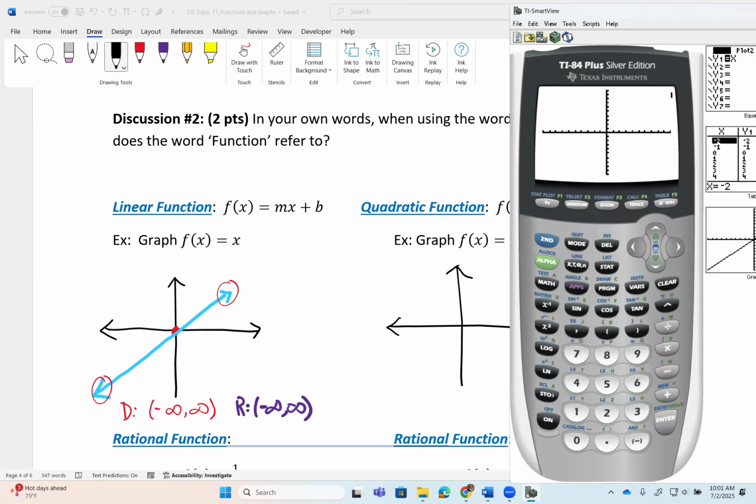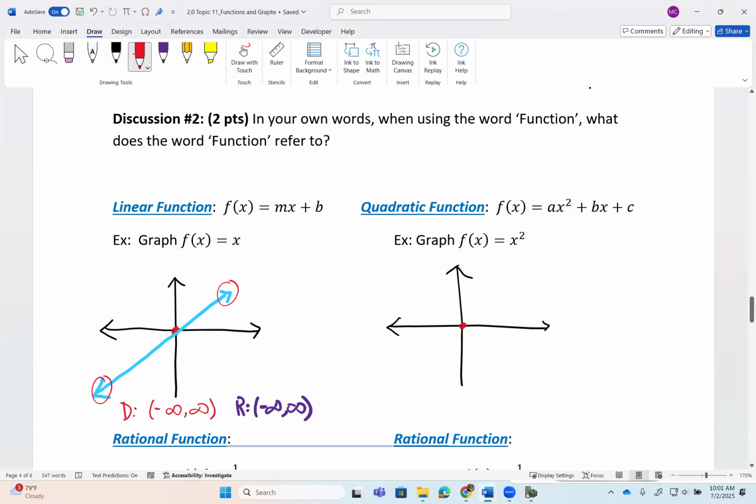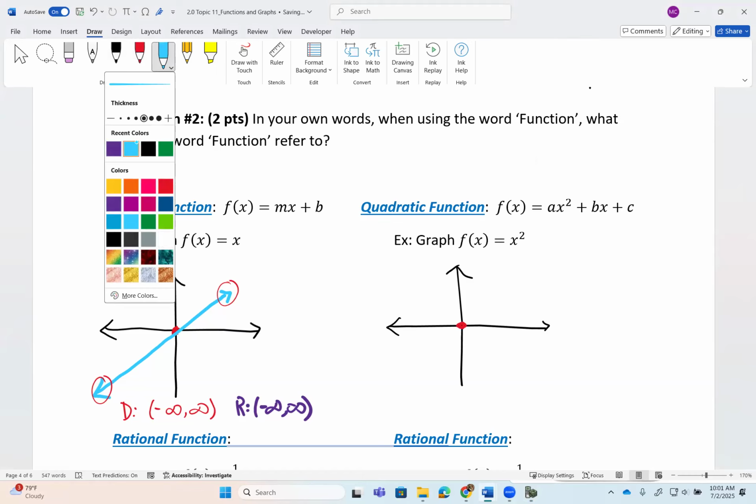Press graph. A quadratic equation is a shape of a U. This U can open down or it can open up, either way. So I'm going to indicate one specific point right now: the very bottom of the U is sitting at the origin.